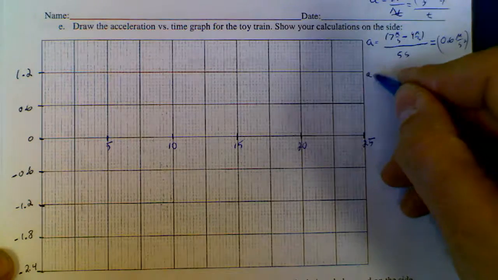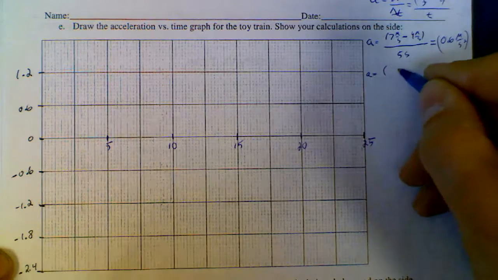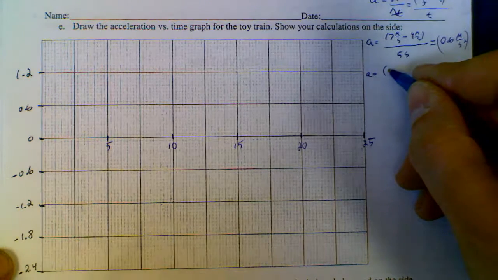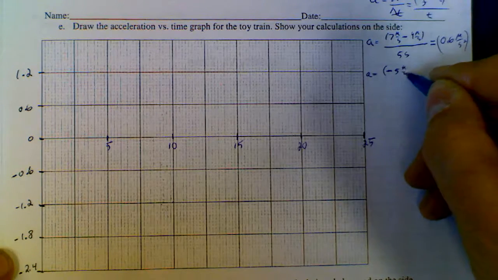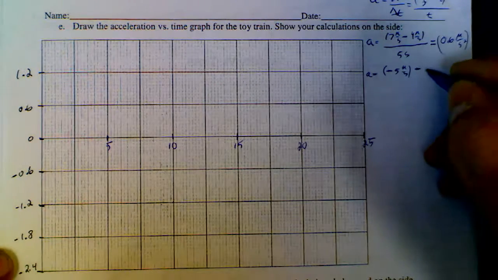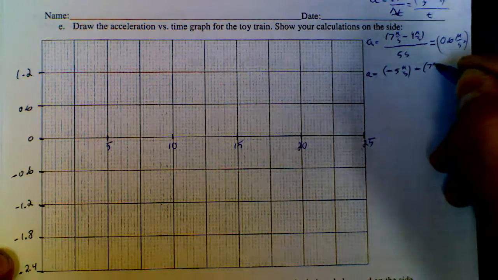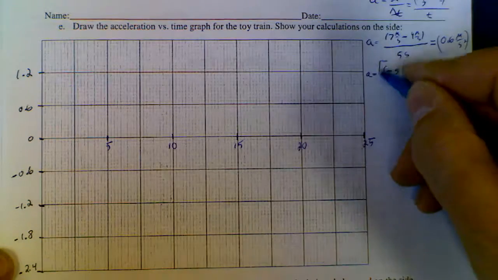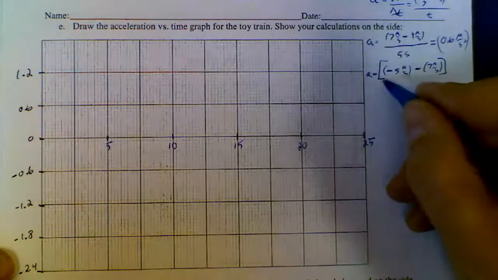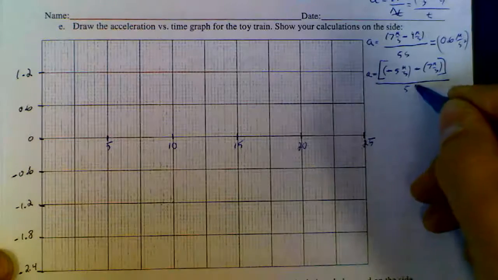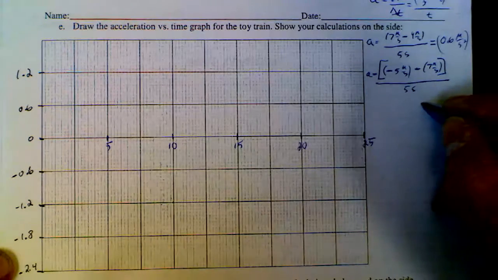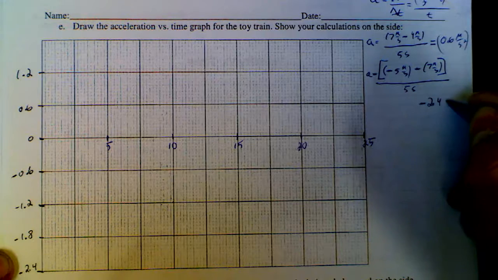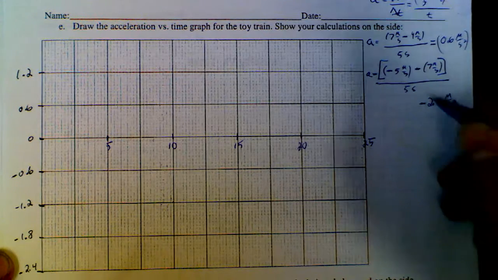The next one is negative 5 meters per second minus 7 meters per second, divided by 5 seconds, and this one comes out to negative 2.4 meters per second squared.